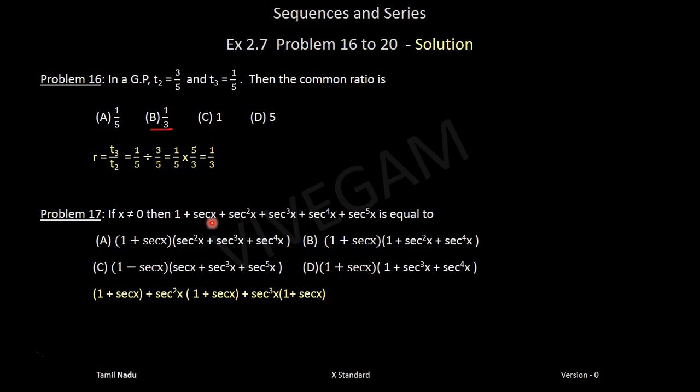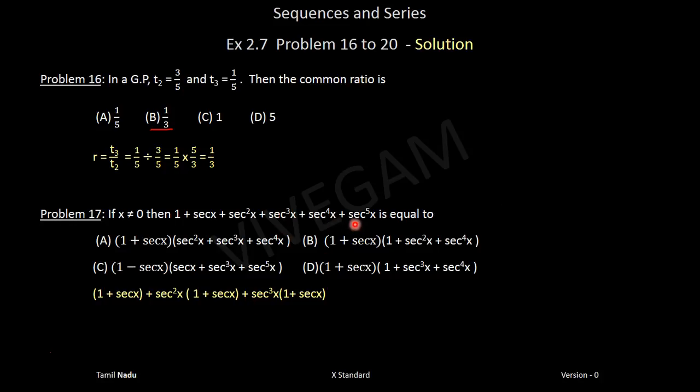So this 1 plus secant x will come down as it is. From these 2 terms, that is the third and the fourth, you can take secant square x commonly out. So what will happen? This will become secant square x into 1 plus secant x. You can check, secant square x into 1 is secant square x. It's there as it is. Secant square x into secant x, that is secant cube x. It is also there, right?